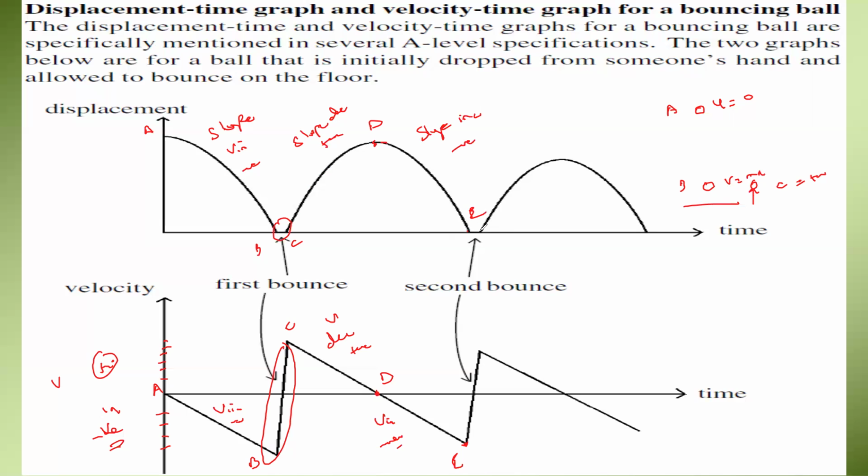Then from E to F, like this is point E to F, it bounces off. So when it bounces off, at that moment it hits the ground and comes up. So E to F is this point. So the velocity will decrease to 0 and then it will be the maximum in the opposite direction. So this is from E to F. Is it clear? The relation between the displacement-time and the velocity-time graph for a falling object? Any doubt in this?